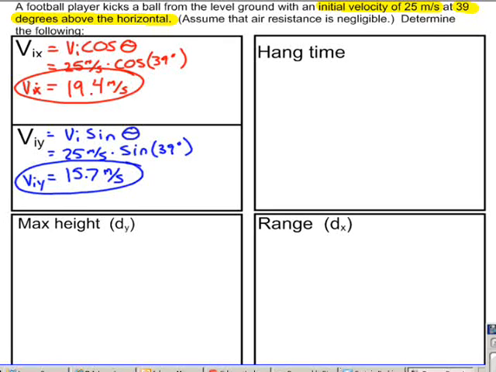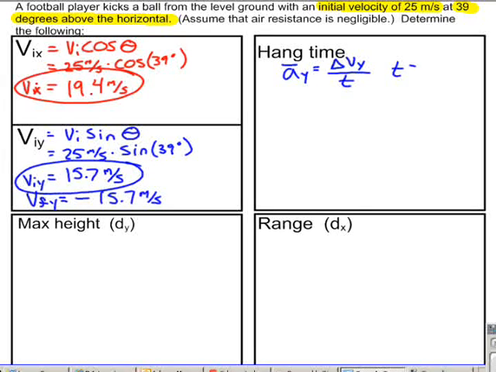Now it's also important to note here that if it was launched with an initial velocity in the y direction of 15.7 meters per second, that means if it returns back to level ground, the y component of its final velocity would be negative 15.7 meters per second. So with that in mind, we move over and start solving for hang time.